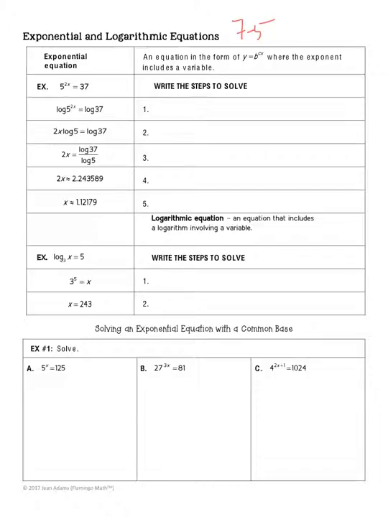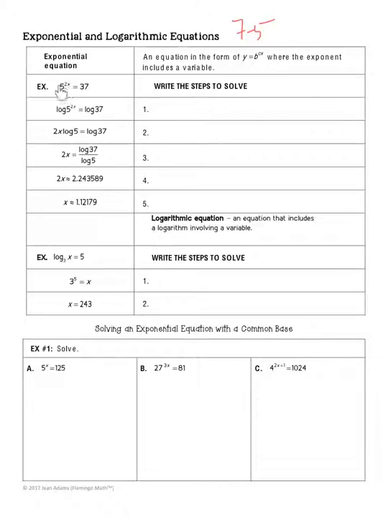So for this first part, first of all, an exponential equation is always in the form of y equals b to the cx. Now this exponent just has to have a variable in it for it to be an exponential equation. And oftentimes this exponent could be an expression like 2x plus 5 could all be in the exponent. So it may not be as simple as this.